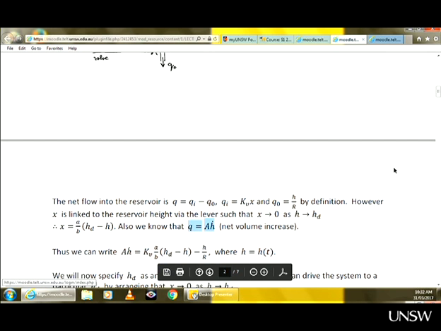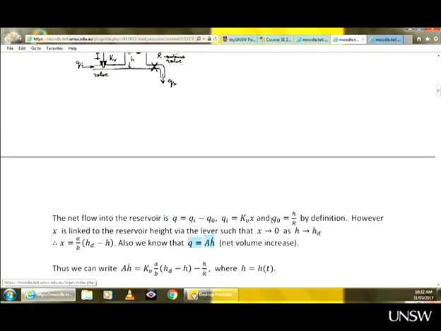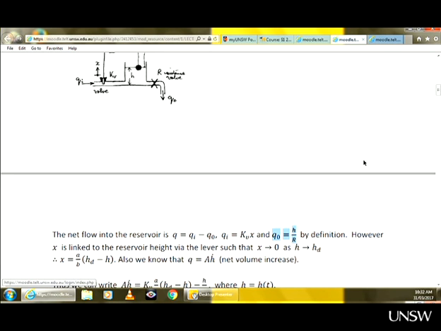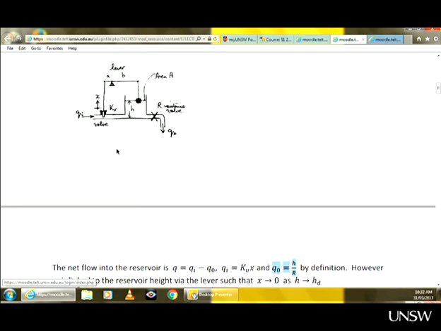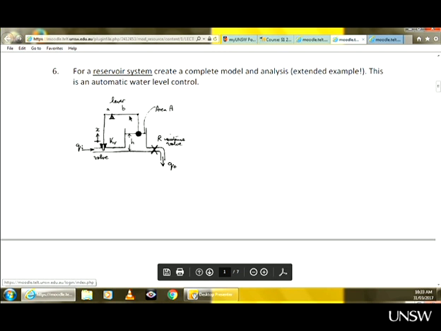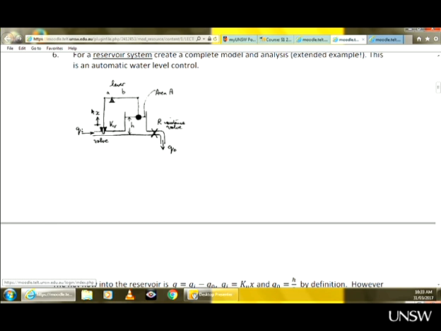Flow out is H over R. So you have this valve resistance R, so the flow out will be proportional to height. Okay. Now this displacement X through this lever will be equal to the difference between the desired height and the actual height times A over B, simply the leverage coefficient. But the important thing is X is proportional to not height, but the deviation from the desired height. So how much the actual height differs from the desired height.